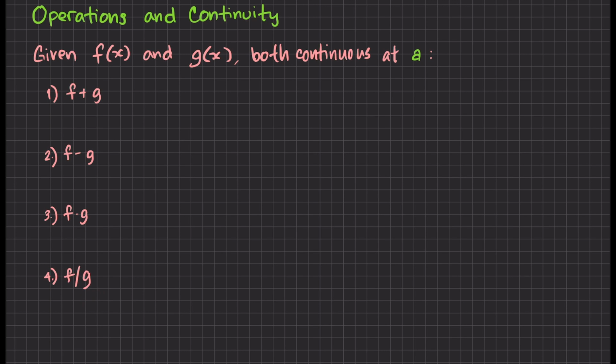Remember, continuous sila at a point a. We're not saying that the entire function is continuous. Only dun sa point na a. Let's consider first yung sum ng dalawang continuous functions. So, anong ibig sabihin ulit pag continuous si f at si g?